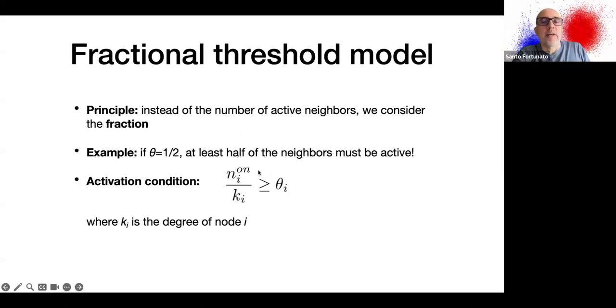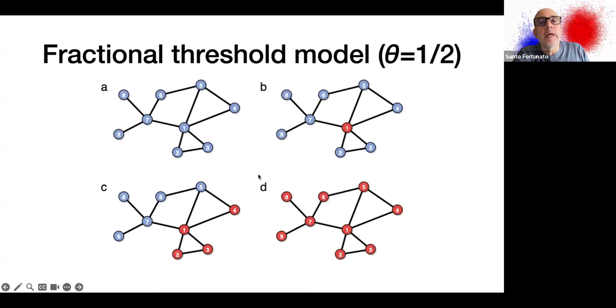And that's part of its fascination, because in this case you're using a threshold, which is a number between 0 and 1, because this ratio cannot be bigger than 1. And you can more easily use the same value across different nodes. For instance, if theta in this case is equal to 1/2, at least half of your neighbors must be active for you to switch to the active state. And it may be easier if you have only a couple of neighbors. It may be more complicated if you have 200 neighbors. So it really depends.